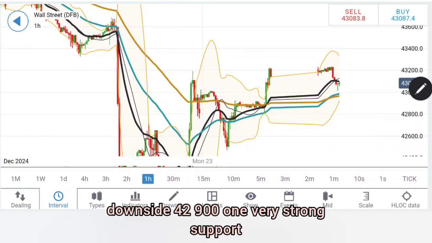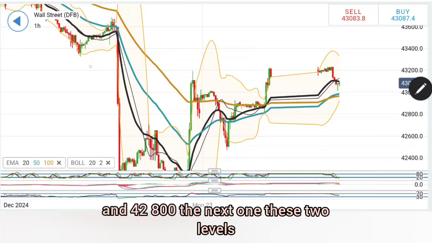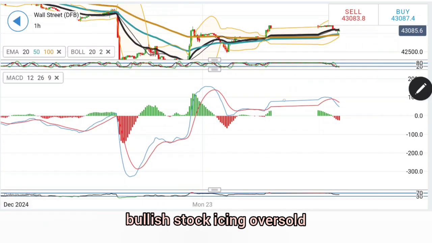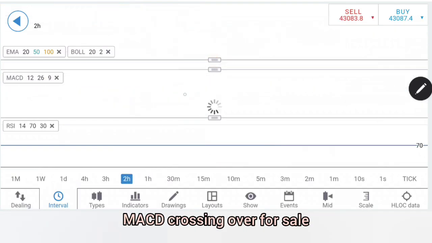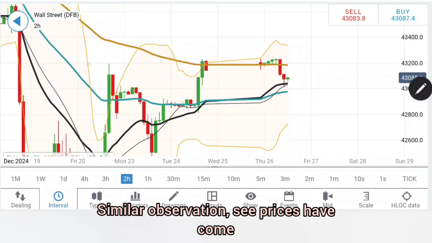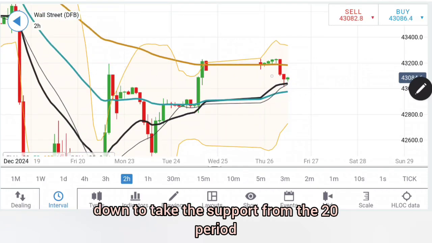On the downside, 42,900 is one very strong support, and 42,800 the next one. These two levels are very critical here. Moving averages, staying bullish. Stochastic oversold, MACD crossing over for sell, RSI has dropped here. On the 2-hour charts also similar observation. See, prices have come down to take the support from the 20 period.